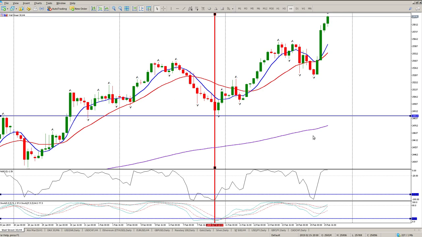Okay. And you can see we got a little bit of a warning here because now we are in the overbought territory. Okay. Overbought, double top. Okay, we're looking for a pullback. We got the pullback, and then we got this set up here.